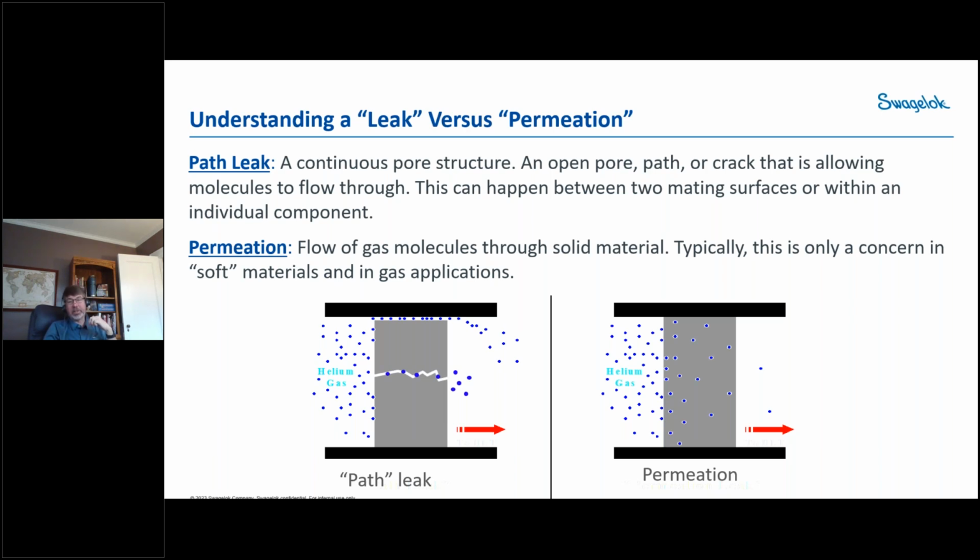Permeation is actually, there's no gap, there's no continuous pore structure, but the seal material is too absorbent. It absorbs the molecules. Many times in this case it's a gas, and those gas molecules flow from one side to the other just through the material itself. The way I describe this is it's like a plate of spaghetti where you put spaghetti sauce on top of the spaghetti, and eventually it'll get down to the plate. It doesn't look like there's a gap, but it flows right through the material to the other side.